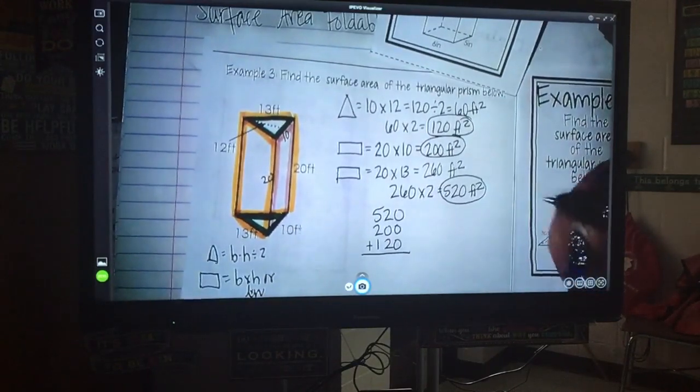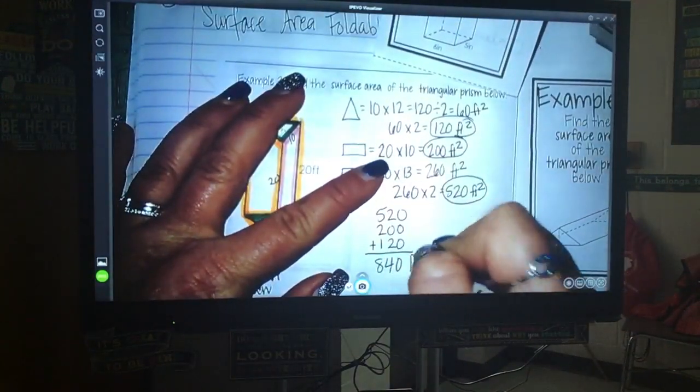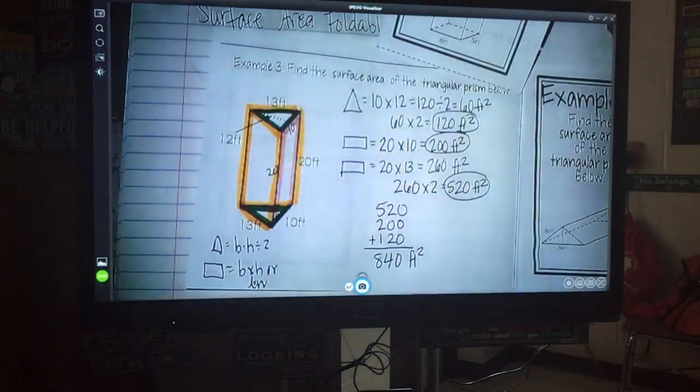Cora, what'd you come up with? I came up with 840 squared. Yes. All right, the last one.